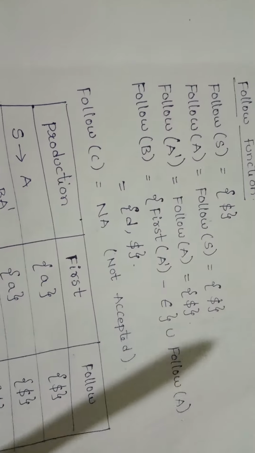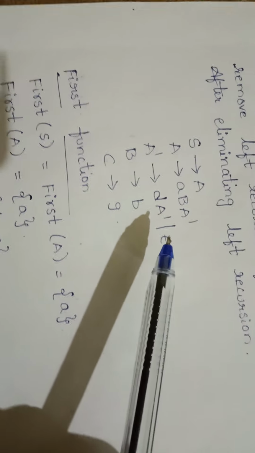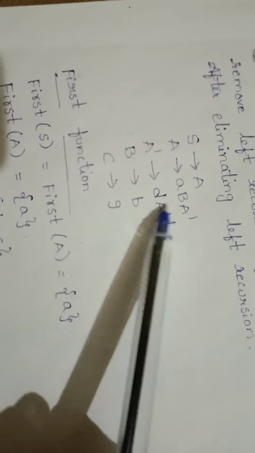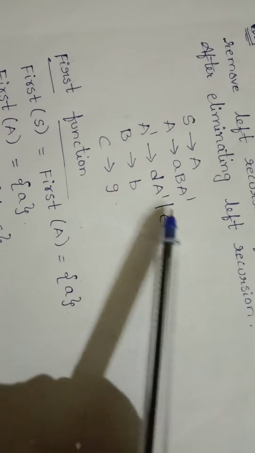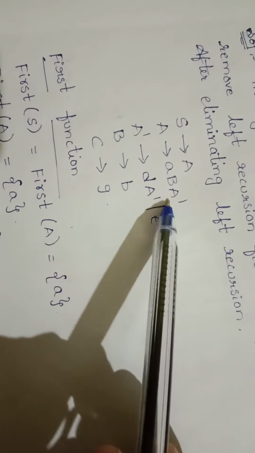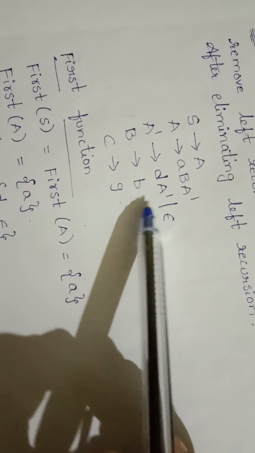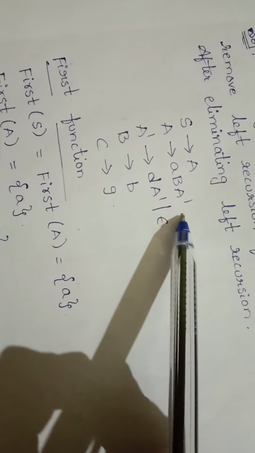Follow of A dash is equal to, so see here, Follow of A dash. After A dash we don't have anything. That is again we need to consider. So when considering Follow functions, you need to check this side. So Follow of A dash, after A dash we are not having anything here.